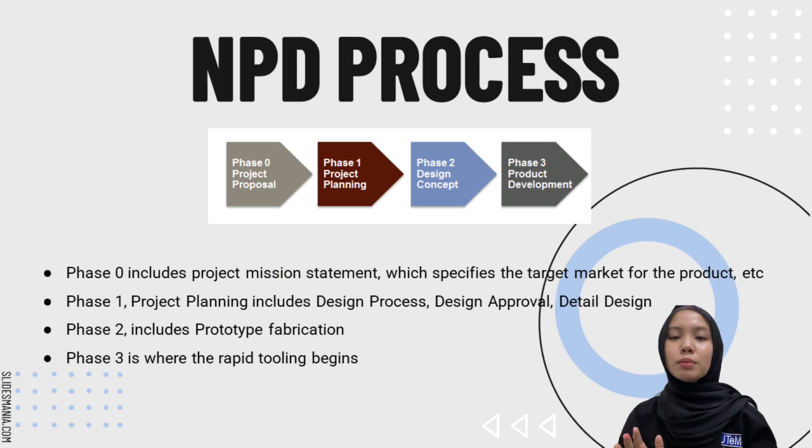New product development process has 4 stages, which is phase 0, project proposal, that consists of mission statement which specifies the target market of the product. Phase 1 is project planning, which includes design process and etc. Phase 2, design concept such as prototype fabrication, and phase 3, product development, where the rapid tooling begins.